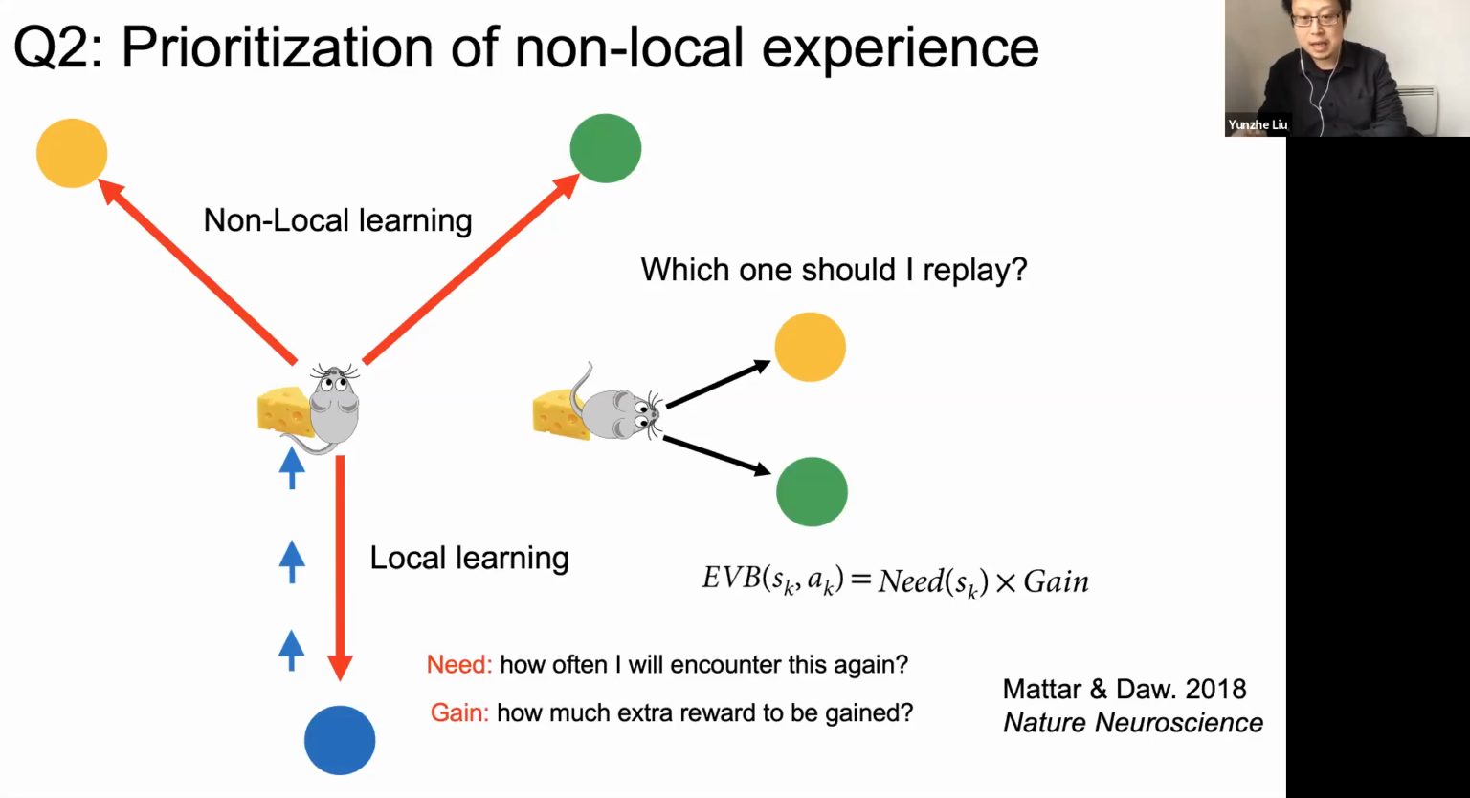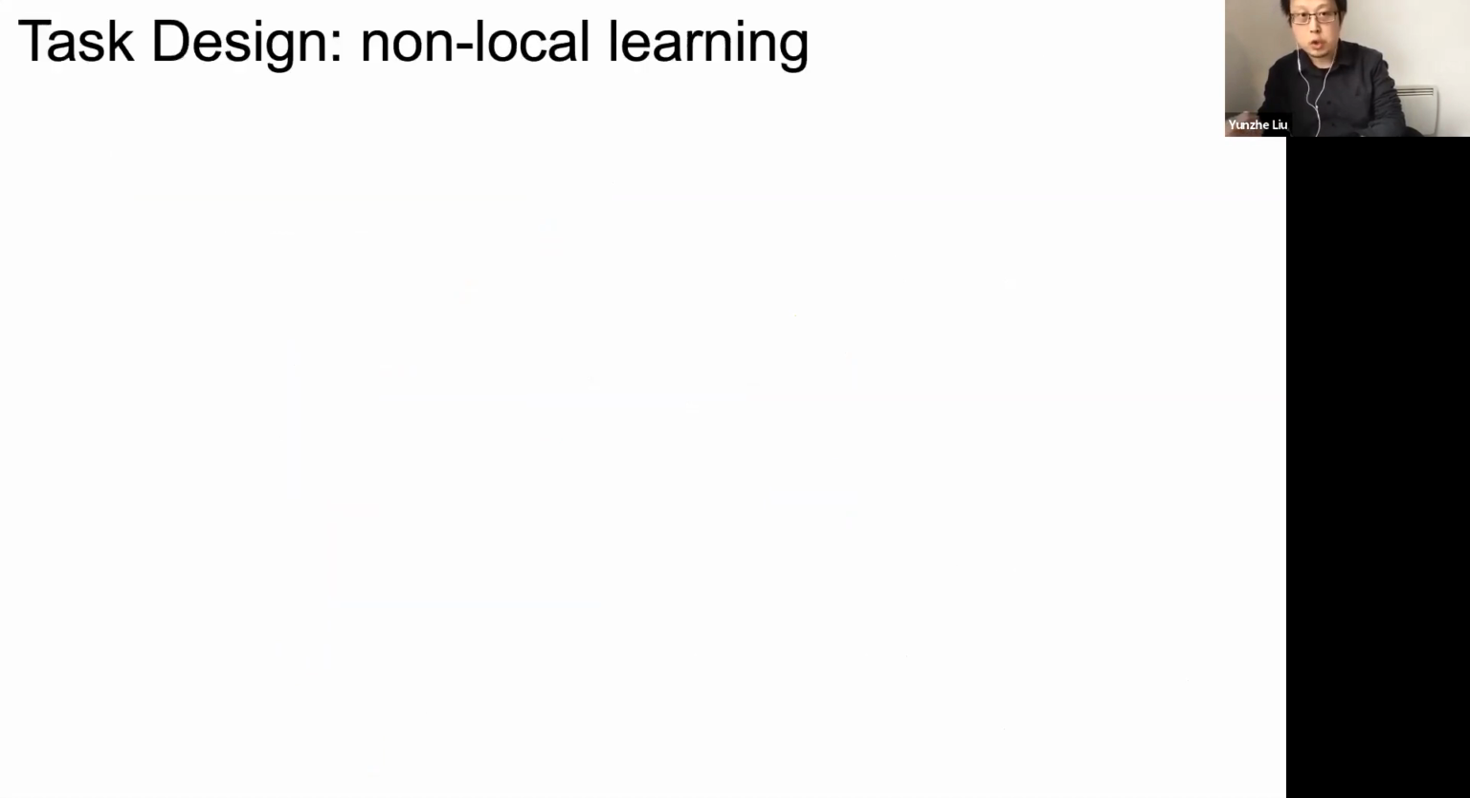Need determines how often I will encounter this experience again. And gain determines how much actual reward I get by replaying the experience. With close collaboration with Marcelo and Nathaniel, also with Tim Behrens and Ray Dolan, we're trying to do that in humans.